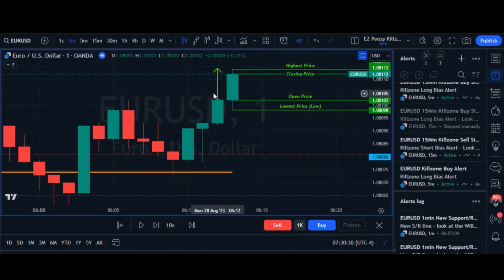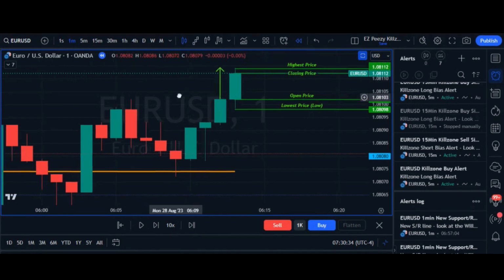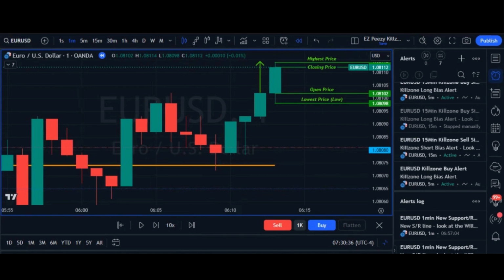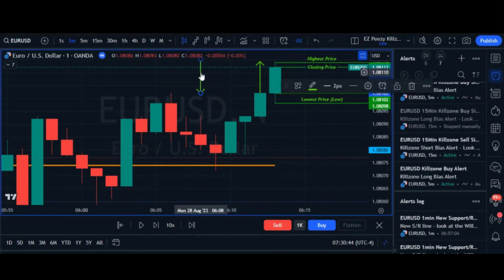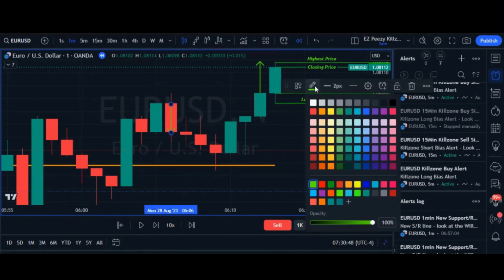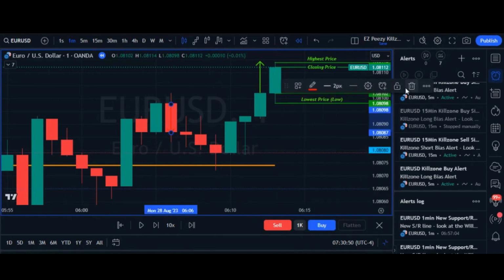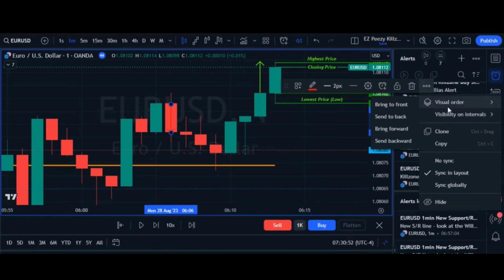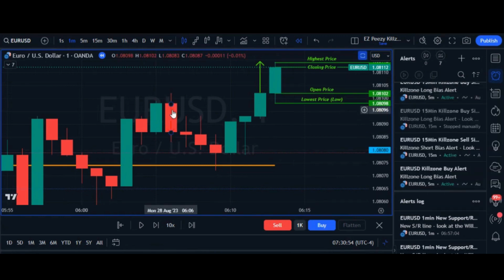Except bearish candles do not open from the bottom and go up. Bearish candles open from the top and go down. So bearish candles look like this. They're the opposite, like this one. It opens from the top and it goes down. We call that a bearish candle.